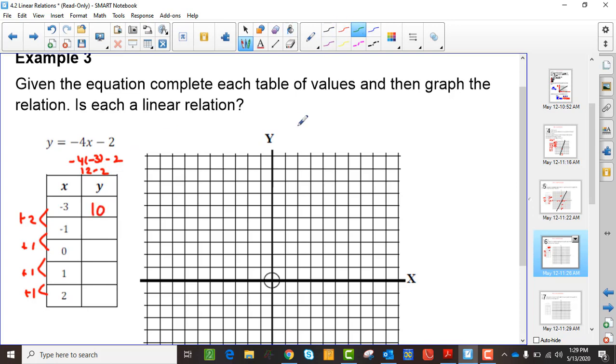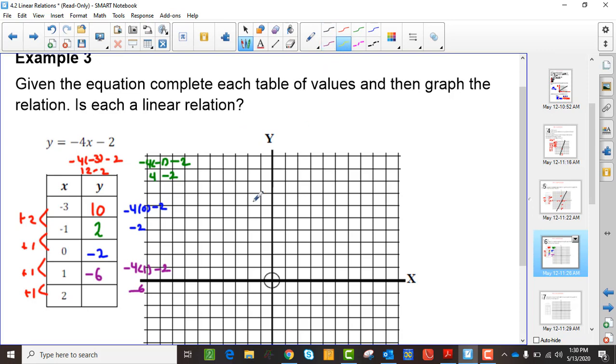Okay, if I switch colors just so you can see what I'm doing and put in minus 1, I'm going to have minus 4 times minus 1, minus 2. Minus 4 times minus 1 is 4, minus 2, so that gives me 2. Okay, then if I plug in 0, and I'll do that down here, minus 4 times 0 minus 2 is minus 2. So this becomes minus 2. And then if I plug in 1, I get minus 4 times 1 minus 2. That actually gives me minus 6. Okay, so that's minus 6.